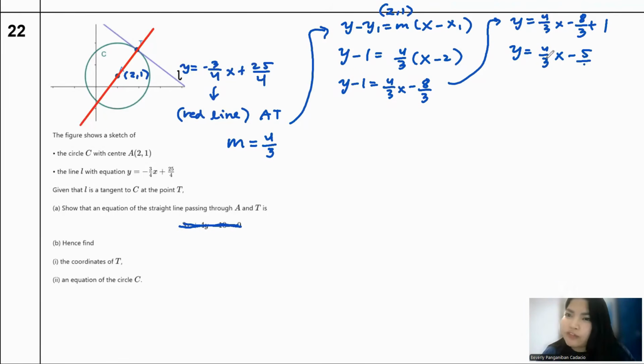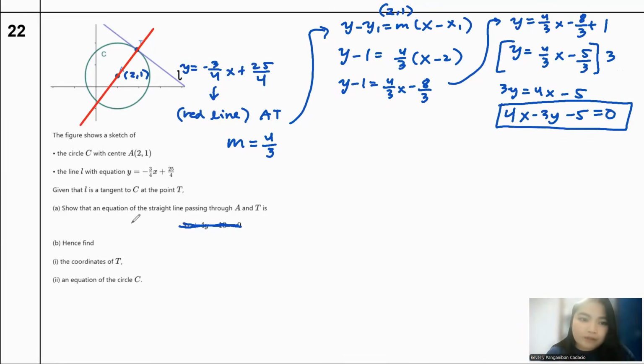We need to remove that denominator, so we can just multiply both sides by 3. So 3y equals 4x minus 5. Therefore, the final form is 4x minus 3y minus 5 equals 0. Yes, this is my typo, I'm very sorry. So to show that the equation of the straight line must be this one: 4x minus 3y minus 5 equals 0.